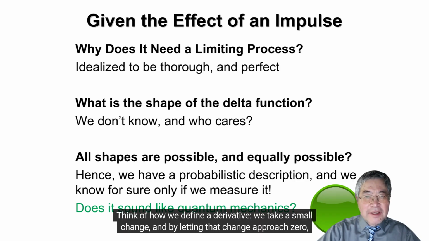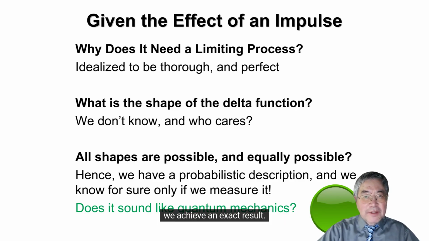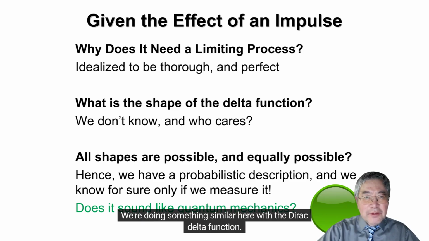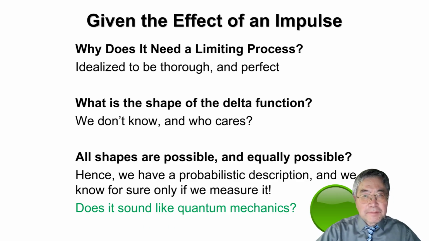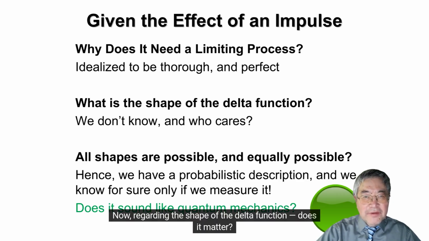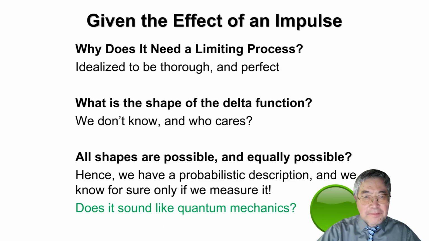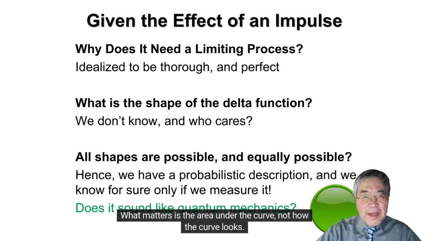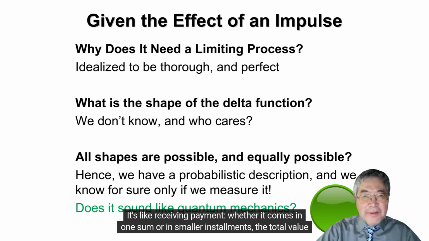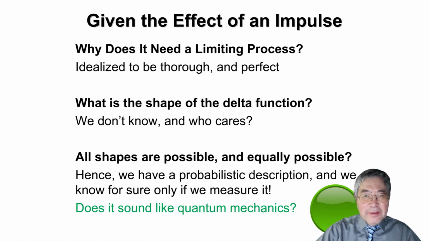Think of how we define a derivative. We take a small change, and by letting that change approach 0, we achieve an exact result. We're doing something similar here with the Dirac delta function. Now, regarding the shape of the delta function, does it matter? In fact, no. What matters is the area under the curve, not how the curve looks. It's like receiving payment, whether it comes in one sum or in smaller installments, the total value is what counts.